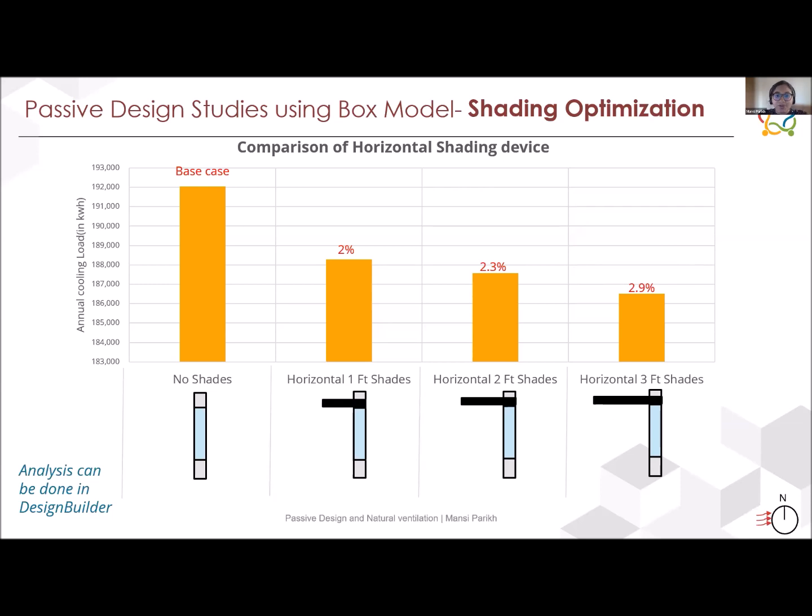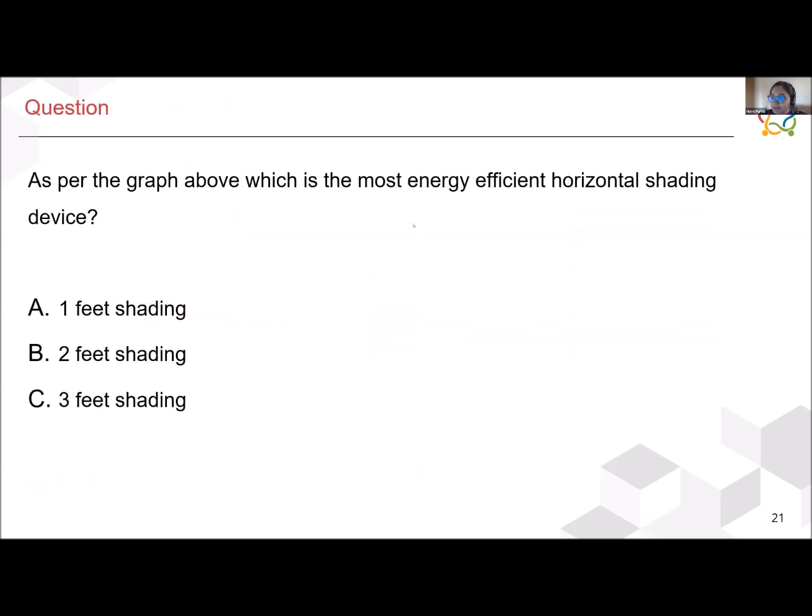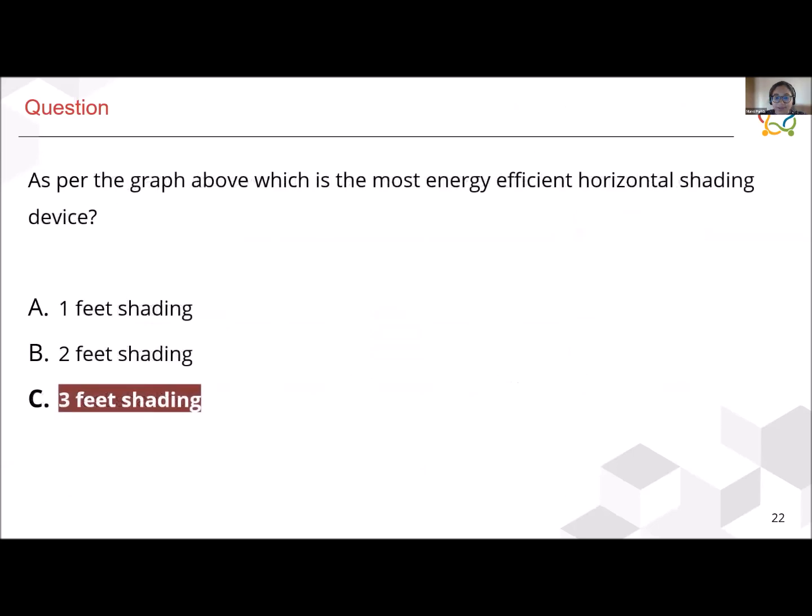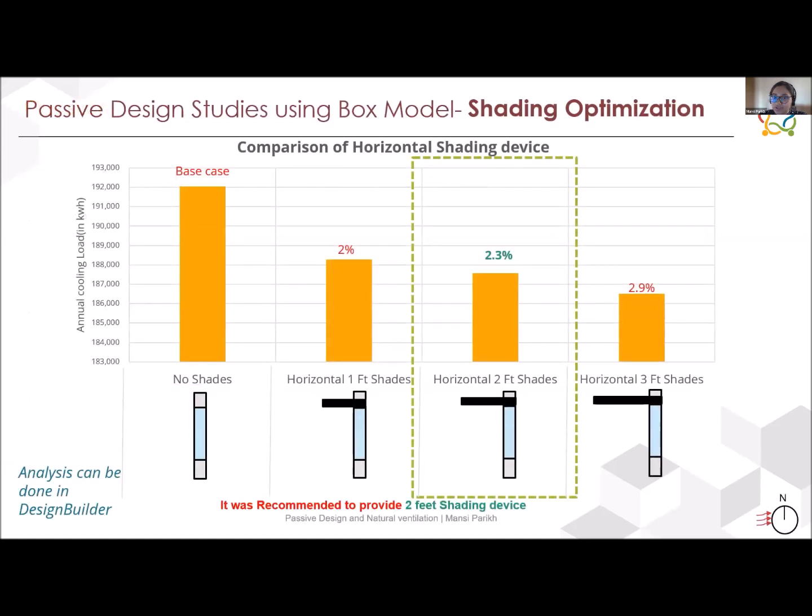Absolutely brilliant. So the answer here is the 3-feet shading devices, because they provide the maximum amount of reduction in annual cooling load. However, in this particular case, the case with 3-feet shading was found optimum for this orientation. However, the difference in energy consumption between both the cases, that is 2-feet shading and 3-feet shading, was roughly around 0.6%, not very much.